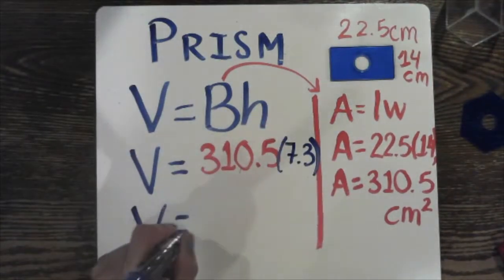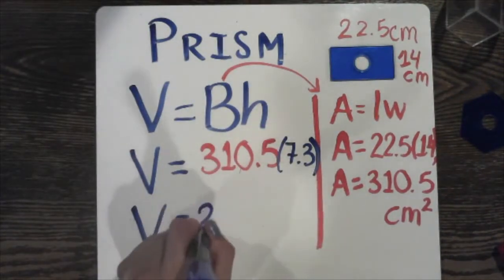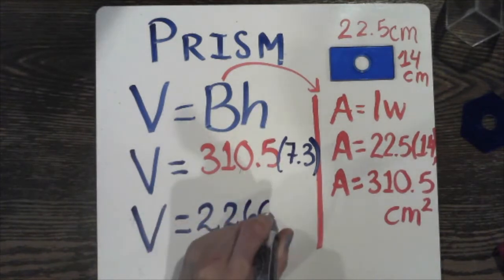If my prism were a triangle, then I would find the area of my base using the formula of a triangle.